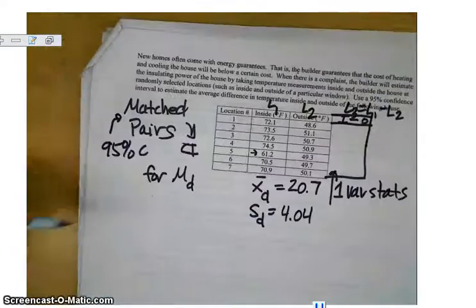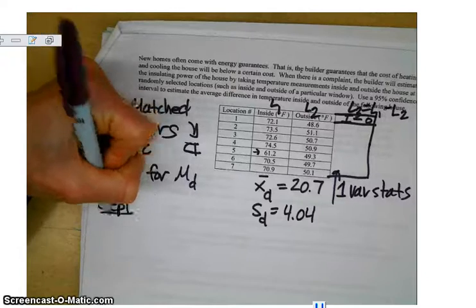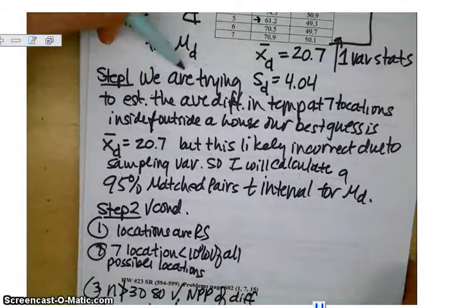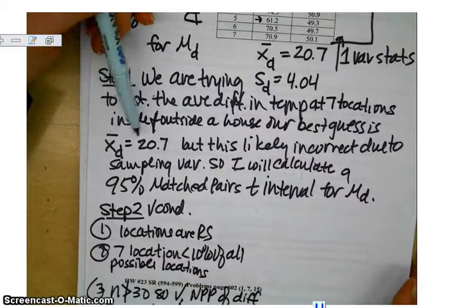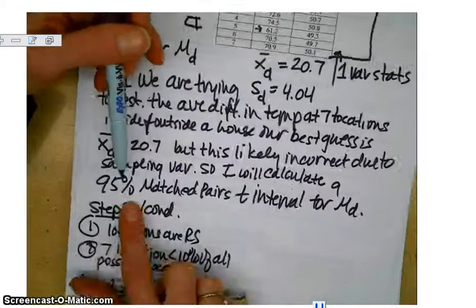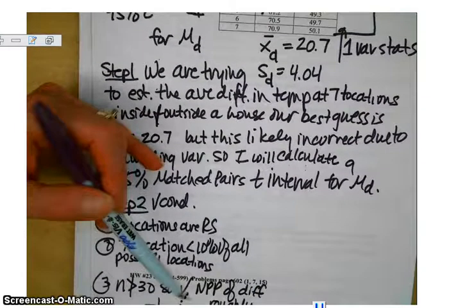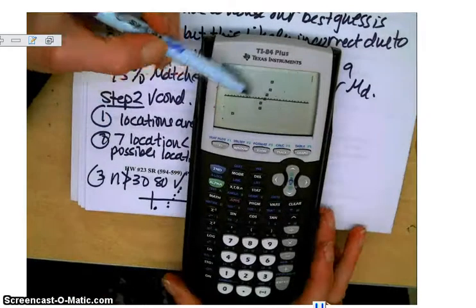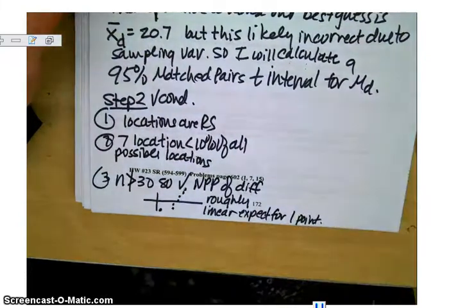Okay, so, what are we trying to estimate? This is a confidence interval, so step 1. What we're trying to estimate is the difference in temperatures inside and outside our house. Our best guess is the mean difference of 20.7, but it's likely incorrect because of sampling variability, so we're doing a 95% matched pairs t-interval for the mean difference. We checked our conditions. Our concern right now is that the normal probability plot is a little weird. This is roughly linear in here, but this one is kind of an outlier. So maybe we want to proceed with caution. That's okay.